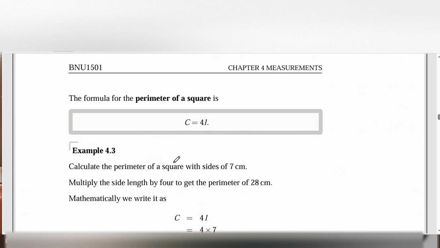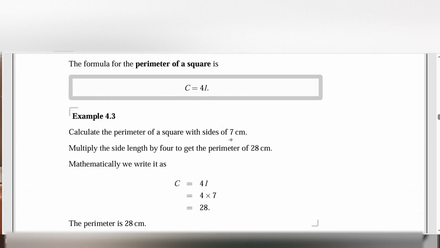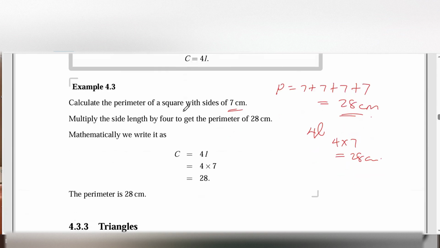Okay. Example, they want the perimeter of a square with sides 7 centimeters. So the perimeter will be 7 plus 7 plus 7 plus 7, which should give us 28 centimeters. Alternatively, we said 4L, so 4 times the length of one side, which still gives us 28.